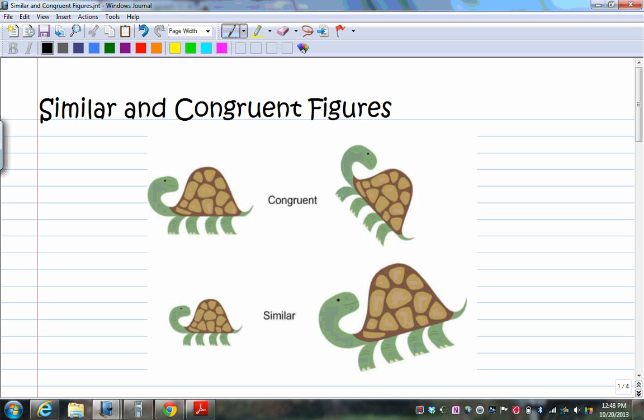Hi, everybody. Today we're going to talk about similar and congruent figures. Here I have some turtles. Aren't the turtles so cute?